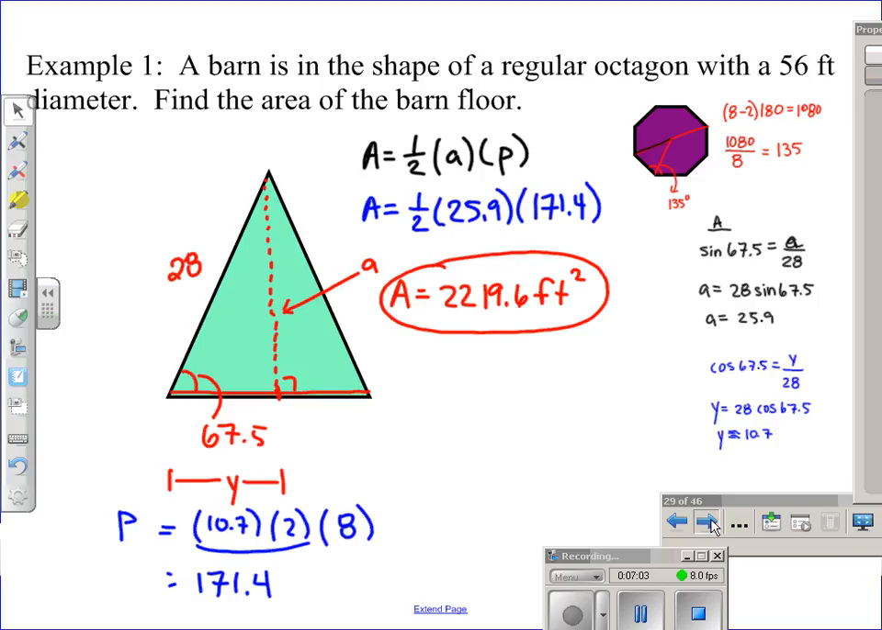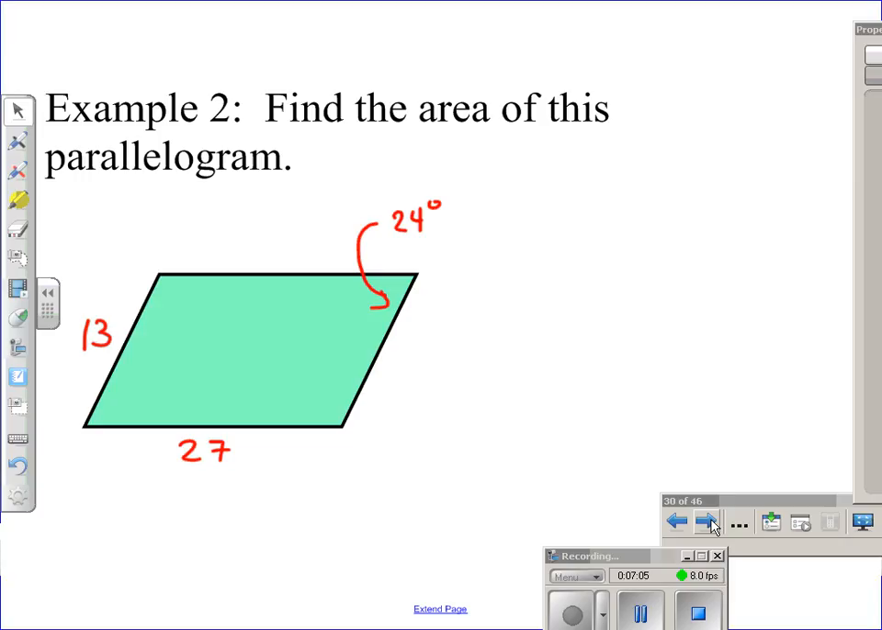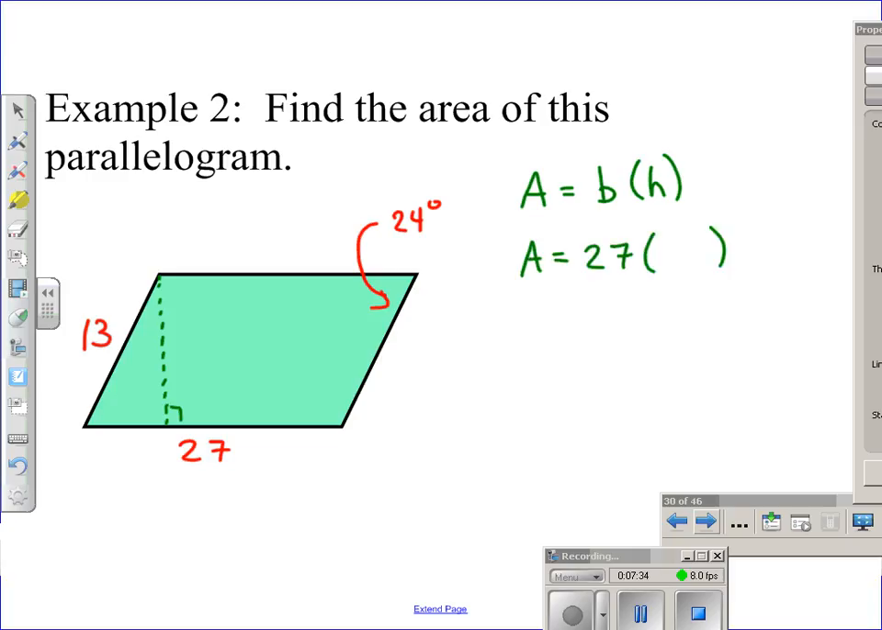Let's try another problem. In this example, we're finding the area of a parallelogram. We are given that it has a 24 degree angle. One side length is 13 and one side length is 27. We're not given dimensions here, so we would just say units. I'm going to construct a perpendicular so that we know the height. The area of a parallelogram is base times height. Right now, we know that the base is 27. We do not know our height, and that's what we're going to find.